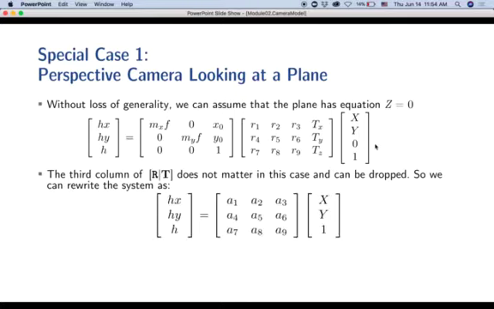Okay, so I can rewrite the system as well. This will become a 3 by 3 matrix. This will become a 3 by 1 vector x, y, 1, and this is already a 3 by 3 matrix. So a 3 by 3 matrix times a 3 by 3 matrix is another 3 by 3 matrix, which I'm writing as A1, A2, A3, A4, A5, A6, A7, A8, A9.